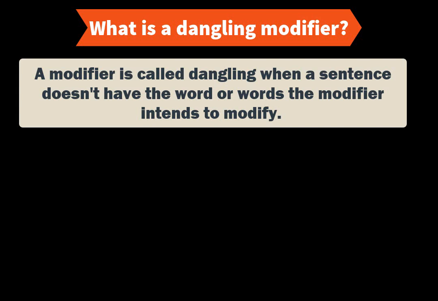Now, people, let us understand what is a dangling modifier. I said a lot of people do not know this. Let me tell you why. So a modifier is called dangling when it does not have the word or the words that it intends to modify, or it wants to modify, or it can logically modify. All right. So if a sentence has a dangling modifier, it will always miss the word or the words that the modifier intends to modify.